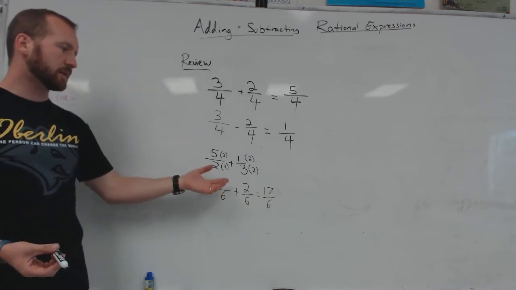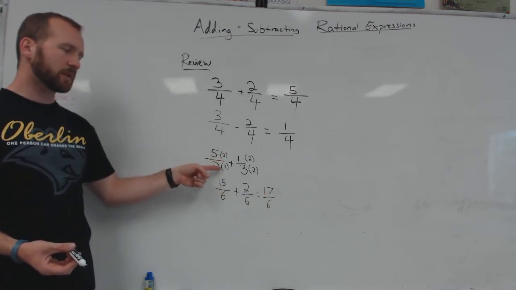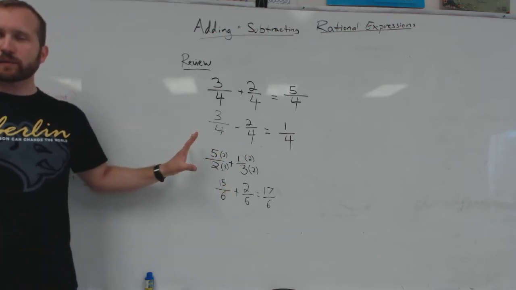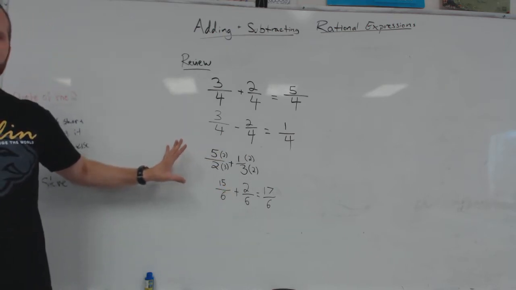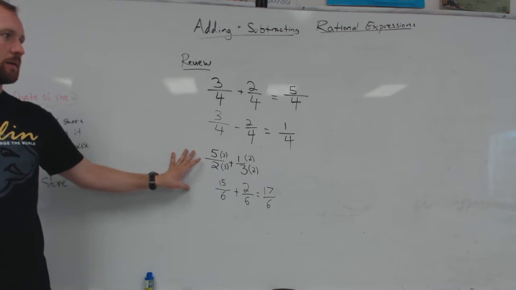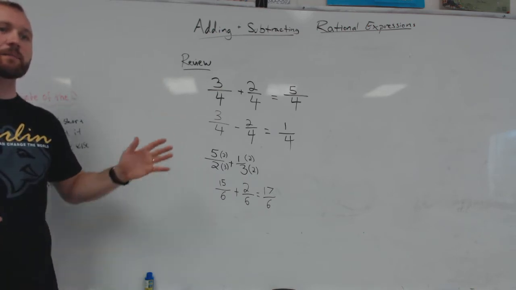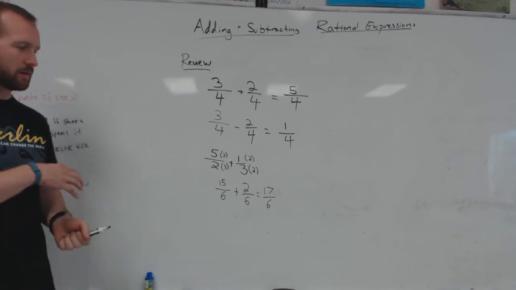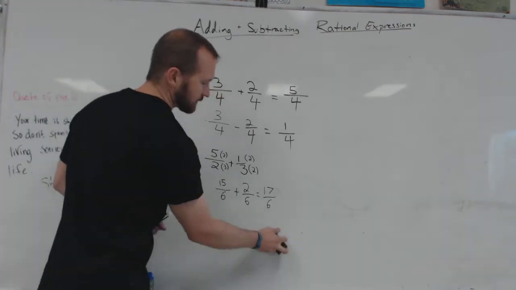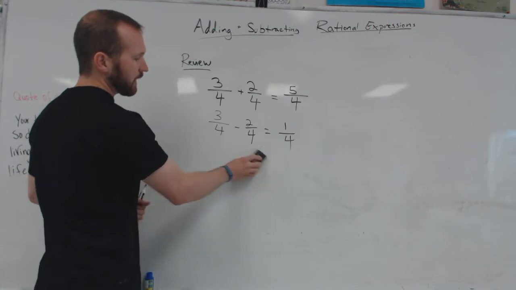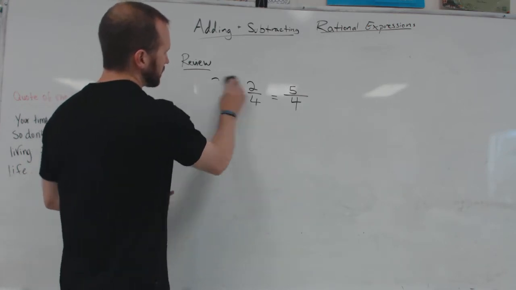Subtracting is the same process of multiplying by something over itself. So remember this, because this is something you know and you're probably pretty confident with it. When you start to see rational expressions with different denominators, it's the same thing. They just look a lot bigger and scarier. Even though they're not. They're really not.